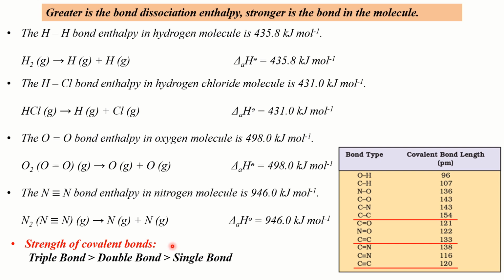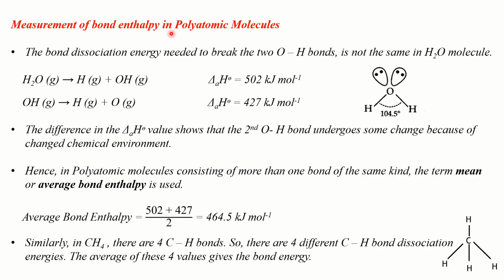So, a triple bond has the highest value for bond dissociation enthalpy and a single bond has the lowest value for bond dissociation enthalpy. Measurement of bond enthalpy in polyatomic molecules. In polyatomic molecules, the bond dissociation energy is usually not the same for successive bonds, although they may be of the same type. Let's understand this with the example of water molecule.